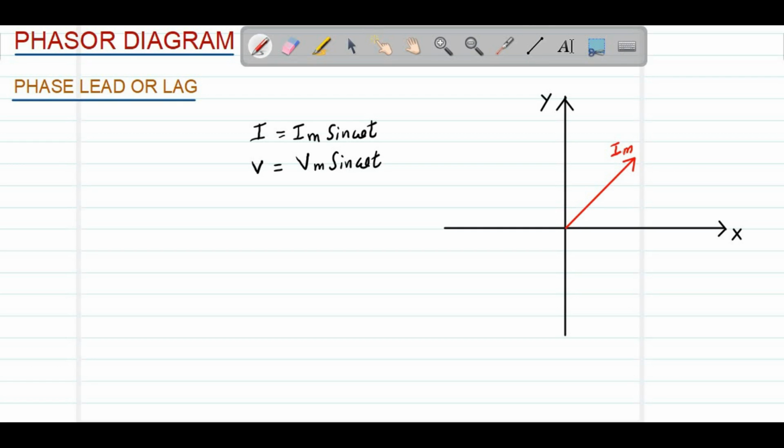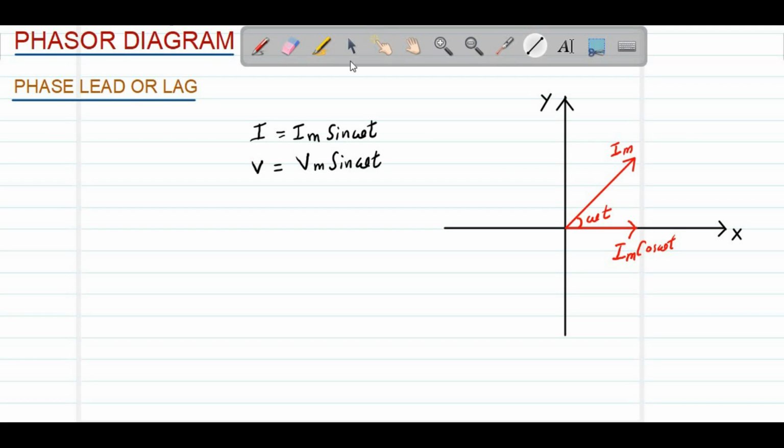Now if I take the component of this vector on x-axis, I will get a vector here. This will be equal to Im into cos theta. If I take this angle as theta or omega t, then this component will be Im into cos omega t. This vector is called the projection of Im on x-axis.